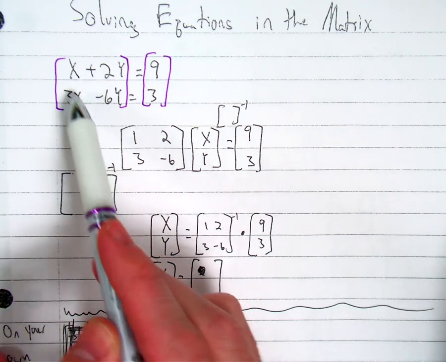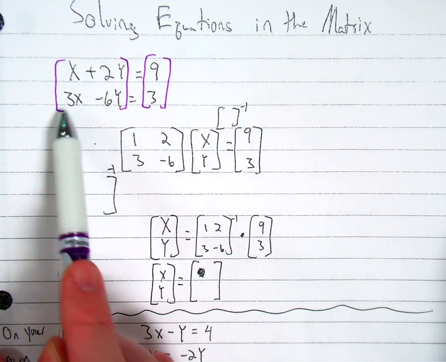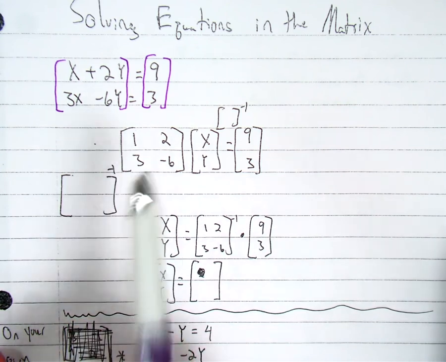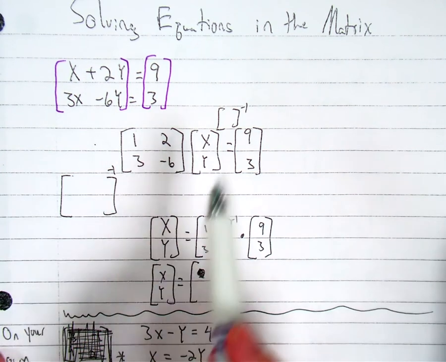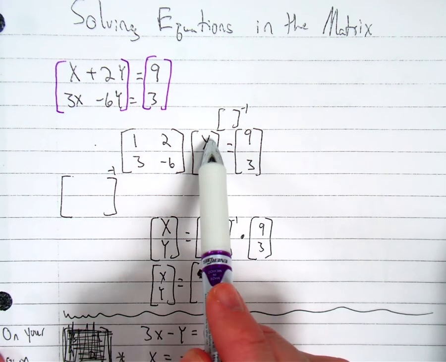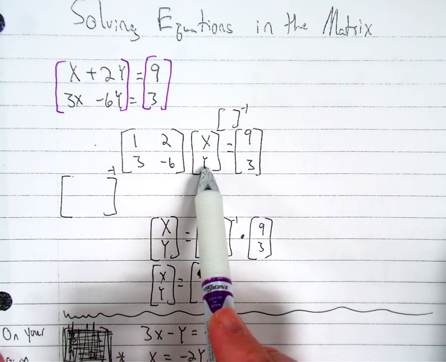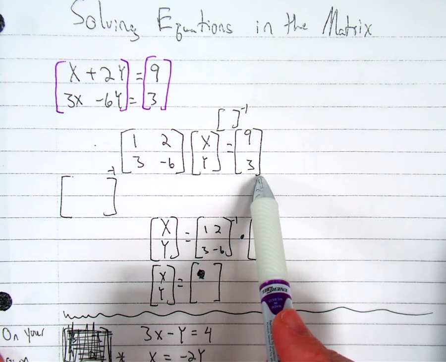All right, well, what you do is you end up peeling off the coefficients. So that's 1x, 2y, 3x, negative 6y. We have to keep them in order, so xy, xy, and then x goes on top, y goes on bottom, and then my answer is 9, 3.